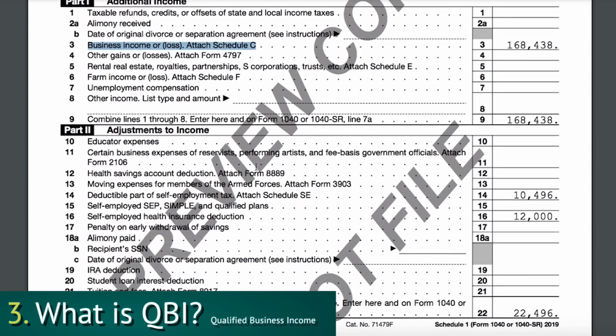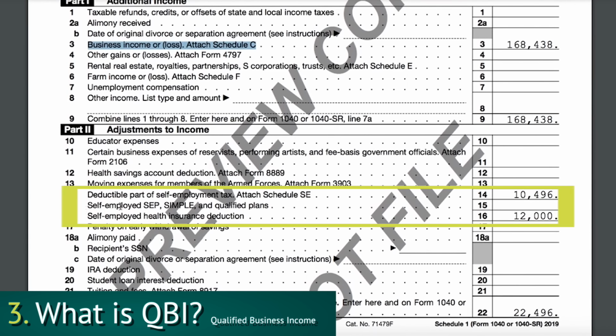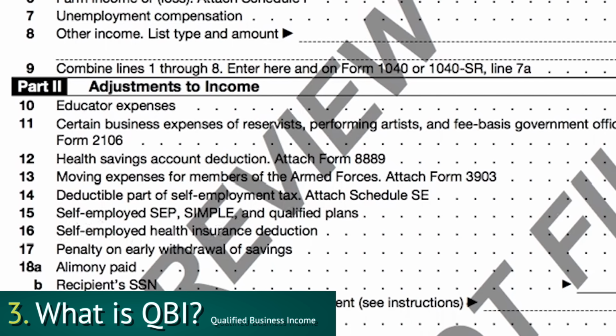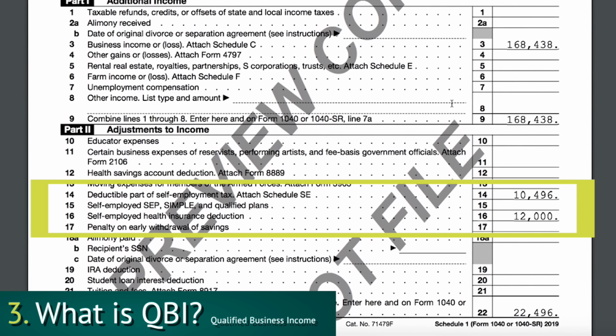But we also need to check for those deductions related to self-employment. So here we can see on line 14, deduct part of self-employment tax, 10,496. We can see line 15 is self-employed SEP, SIMPLE, and qualified plans. That's if you contribute to a business retirement plan for self-employed small businesses. And line 16 is the health insurance deduction, which we don't have, so we only have the two in this example.